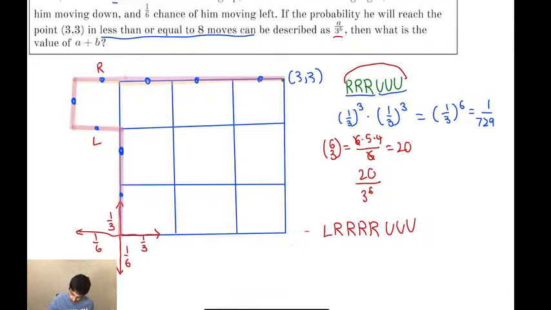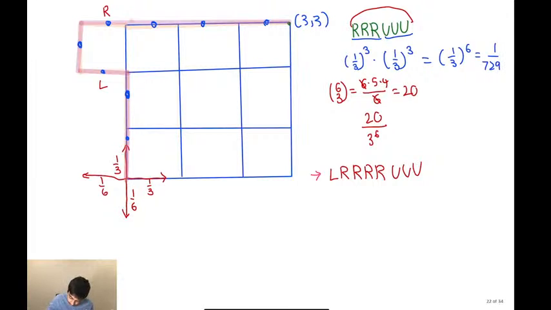So in this sequence here, what's the probability of this exact sequence happening? There's a 1/6 chance of the first step being left. What's the probability of each right step? 1/3, right? So there's a 1/3 chance each of these 4 right steps will occur, so 1/3 to the power of 4, times 1/3 to the power of 3 for the up steps.